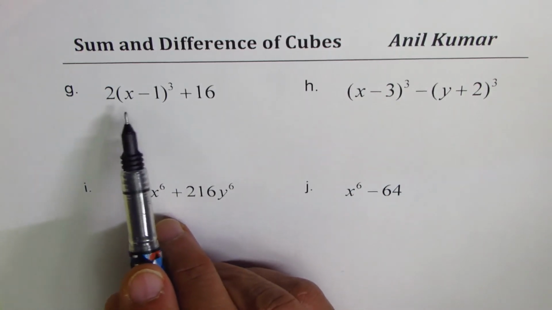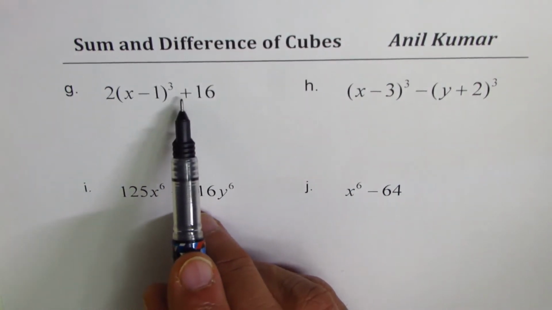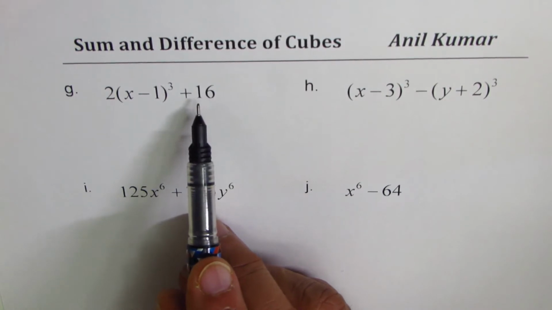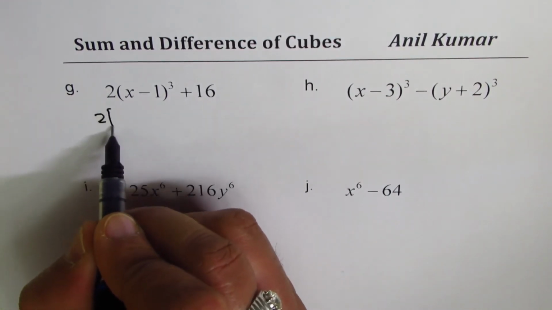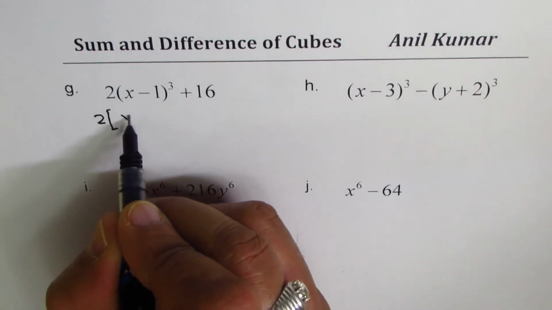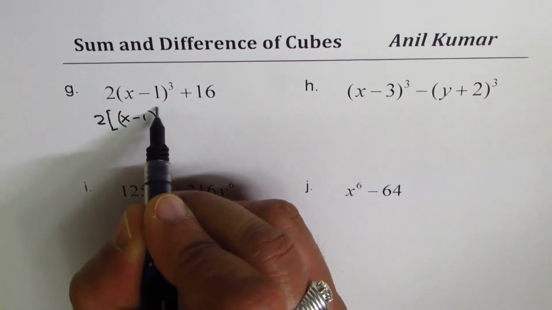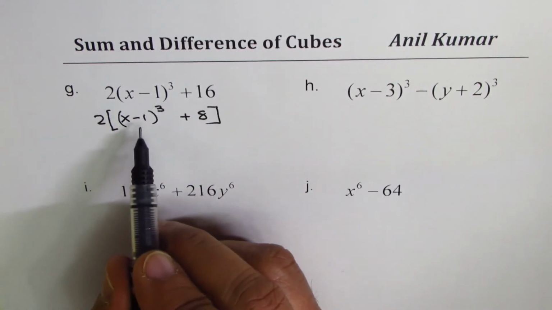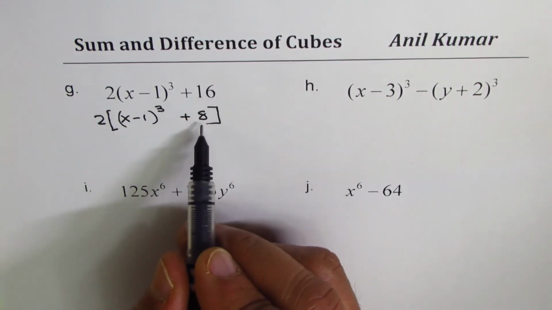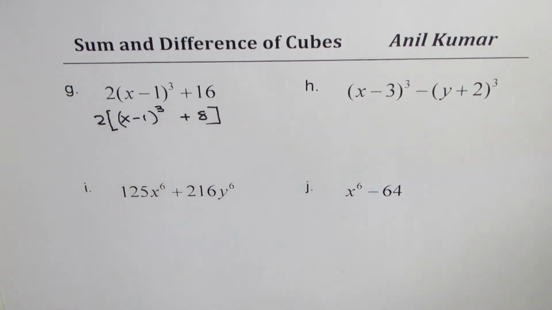G is 2 times (x minus 1) whole cube plus 16. Now in this case we could take 2 common, right? So if I take 2 common, I'm left with (x minus 1) whole cube plus 8, right? Now I can apply the a cube plus b cube formula, since 8 is 2 cube, right?